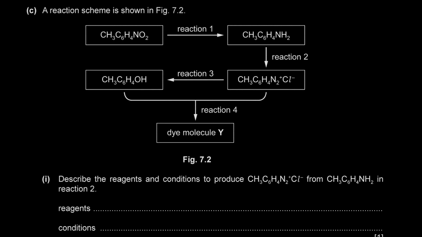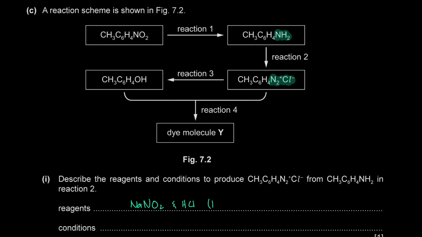A reaction scheme is shown in figure 7.2. Describe the reagents and conditions to produce this salt. This is a diazonium salt from this phenylamine in reaction 2. So reaction 2 is a diazotization reaction, when phenylamine is converted into a diazonium salt. For that, we're going to use NaNO2 and HCl.